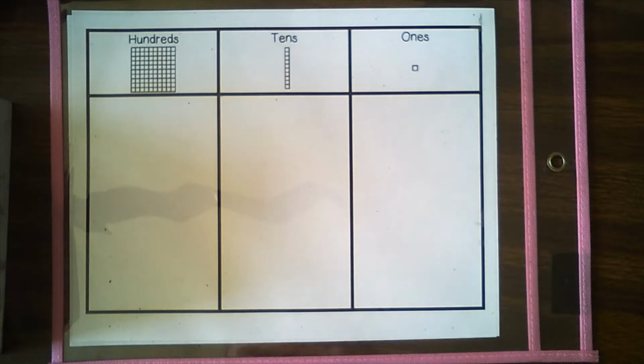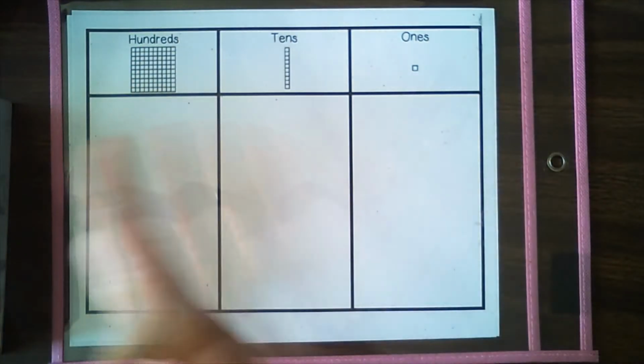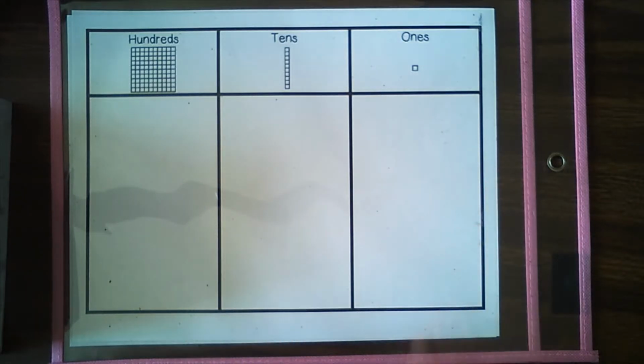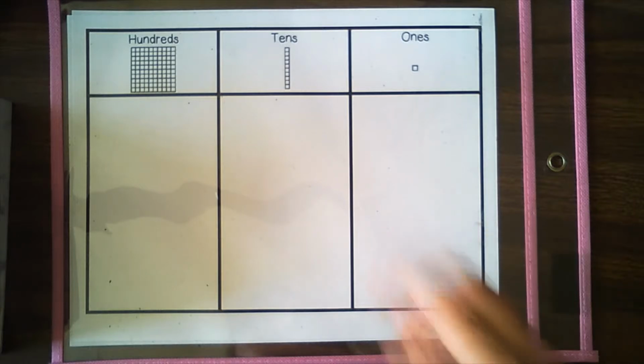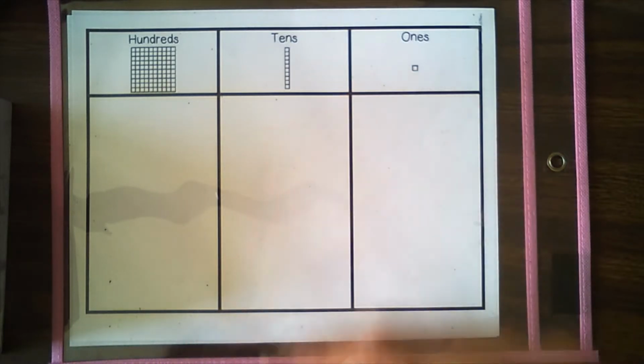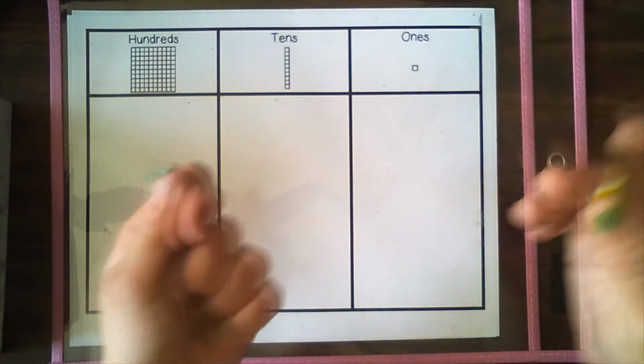Okay, my friends, welcome to the teacher model. We're going to go ahead and begin by counting by ones. You'll notice that we have our place value chart here of hundreds, tens, and ones. We're going to begin with our ones column first, or our ones place value chart. You may count with me or in your head as I count out loud to you. We're going to count by ones.